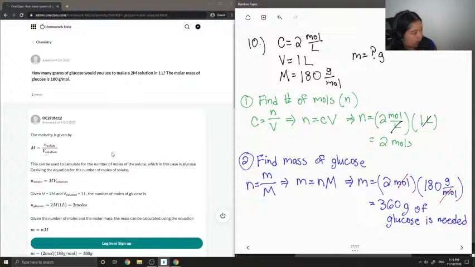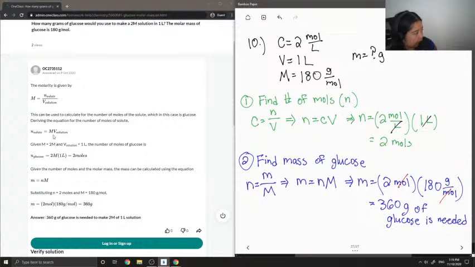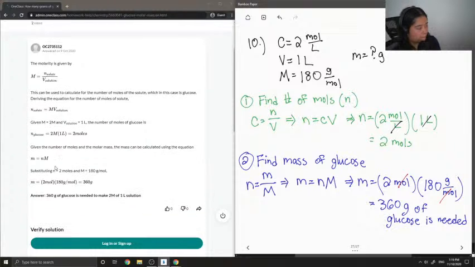Okay, so let's see what our junior tutor said. The molarity is given by M equals number of moles over volume. This can be used to calculate for the number of moles of the solute, which in this case is glucose. Deriving the equation for the number of moles of the solute gives concentration times volume. And they got 2 moles as well.